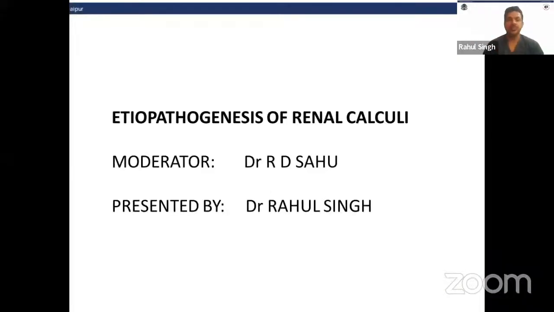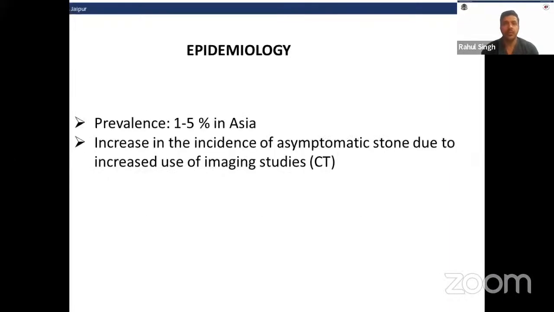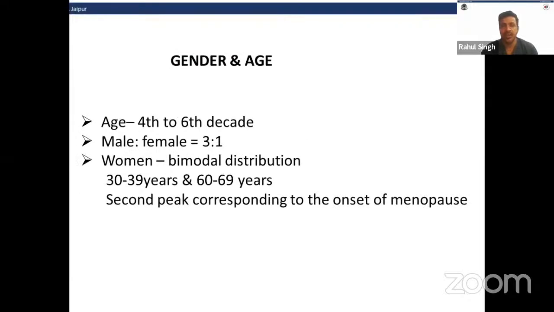Morning to all. Today I am presenting on etiopathogenesis of renal calculi. For epidemiology, overall prevalence of renal stone is around 1 to 5% in Asia. Recently, there has been an increase in the incidence of asymptomatic stones due to increased use of better imaging modalities such as CT. About gender and age, renal stones are uncommon before 20 years of age, and the most common age group is 4 to 6 decades. Males are around 3 times more affected than females, but the gender gap is narrowing. In women, there is a bimodal distribution, and the second peak corresponds to the onset of menopause.